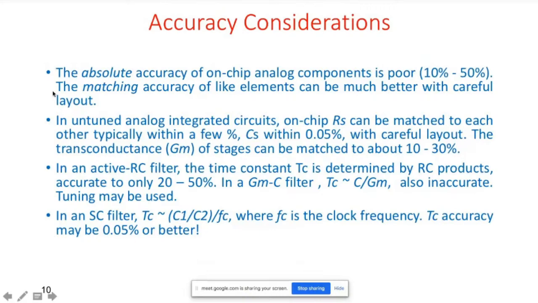Whereas in untuned analog integrated circuits, that means on-chip Rs, that is resistances built using the chip, can be matched to each other typically within a few percent. As I said, different Rs can be matched, and capacitances also can be matched with a careful layout. That means you are trying to see that the capacitances mutually cancel. They exist, but mutually they see the signals equally. Then the transconductance, that is the GM stage, can be matched to about 10 to 30%.